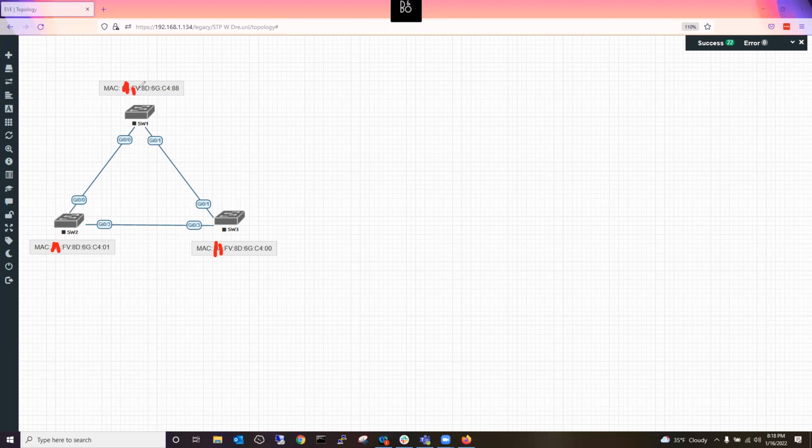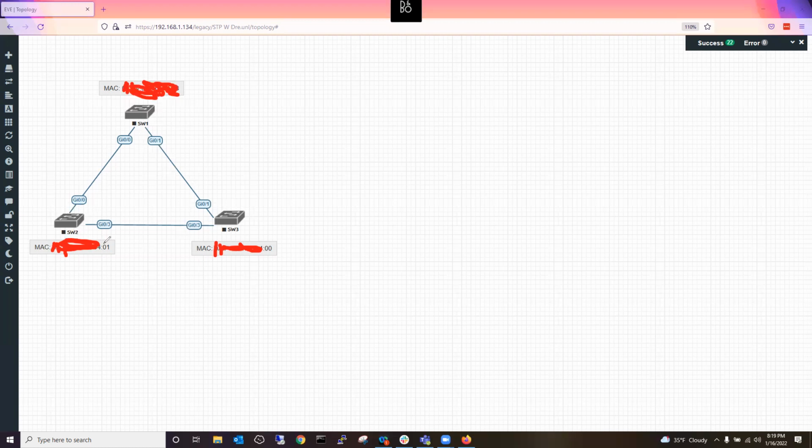We're still going through and comparing, until we get to that last octet. So that first digit is what we're looking at. Who has the lowest one of them all? It's going to be between switch 2 and switch 3. They have the same first digit, so switch 1 is going to lose the election process to become the root bridge.